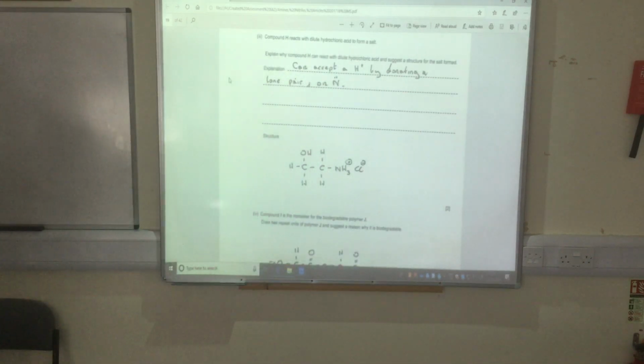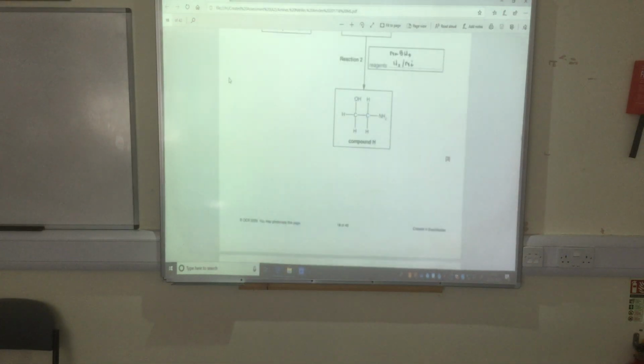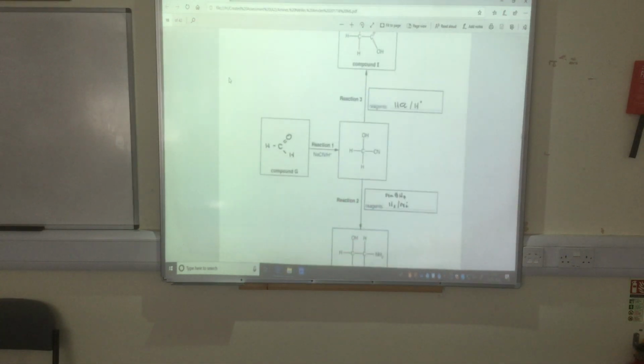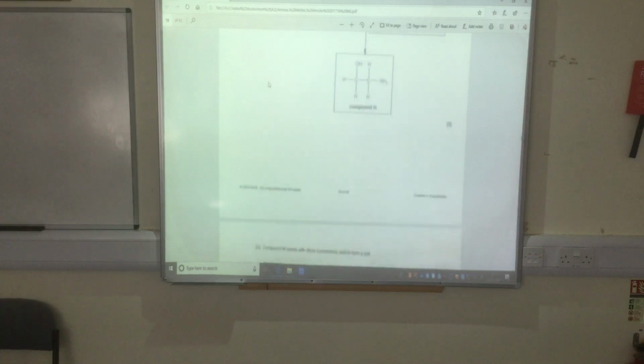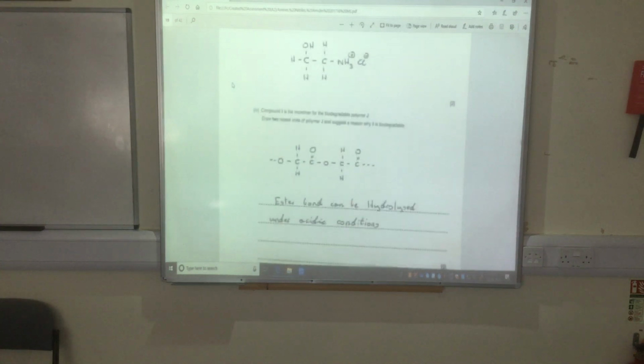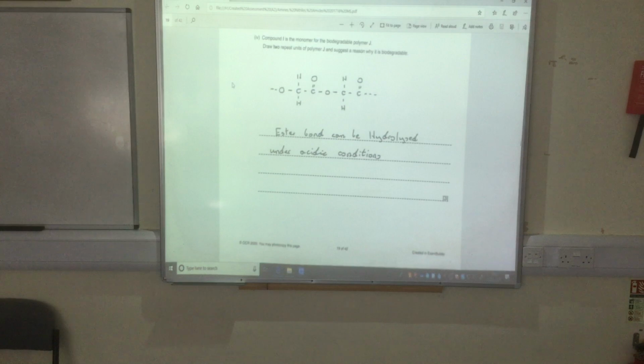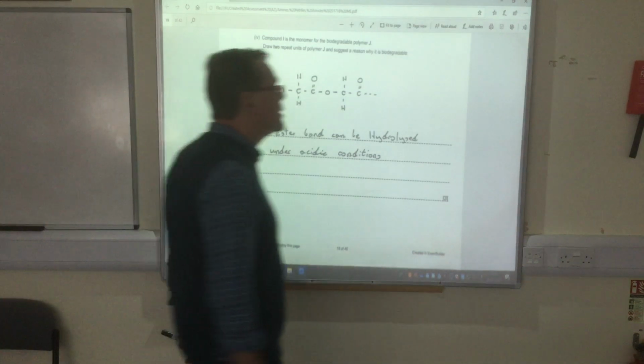Right, well, where's I? There's I, guys. That'll polymerise, sweet as a nut. That joins to another, joins to another. I see a polyester formation here. You draw it out, no problem. There it is, look. The ester bond can be hydrolysed under acidic conditions, okay.